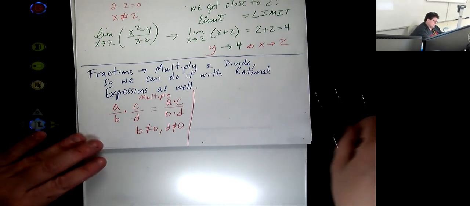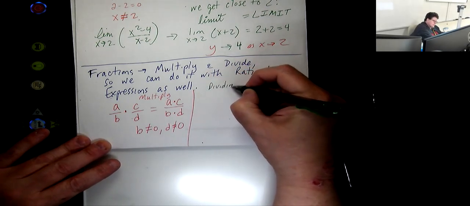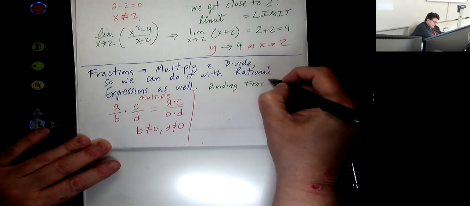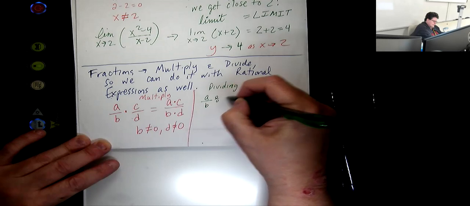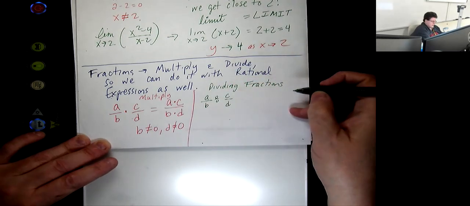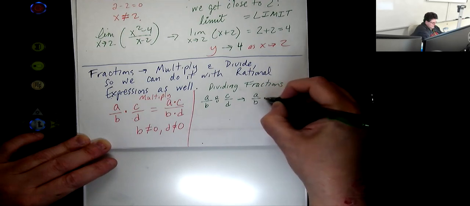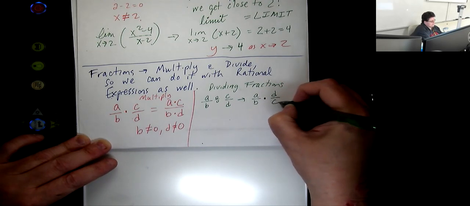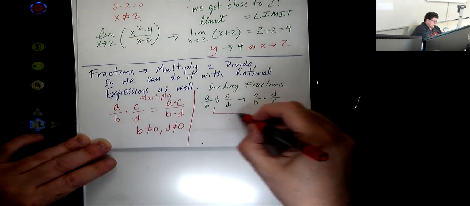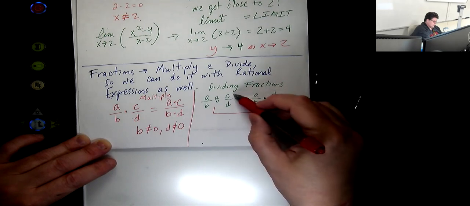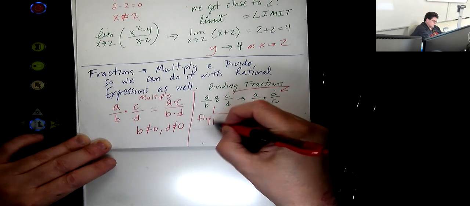As a reminder of how we divide fractions, if we start with A over B divided by C over D, we can rewrite that as A over B times D over C. So the division turns to multiplication and the fraction flips over. A flipped fraction is called the reciprocal.